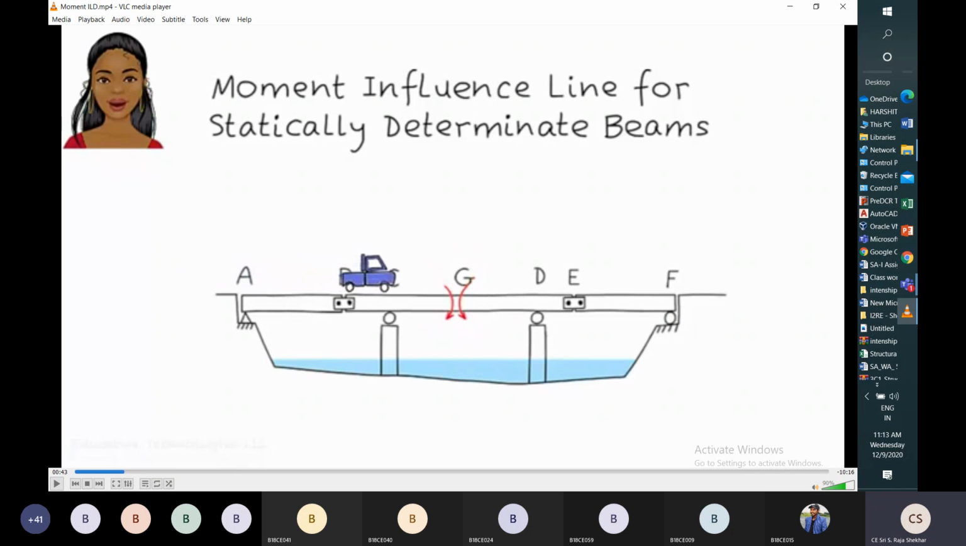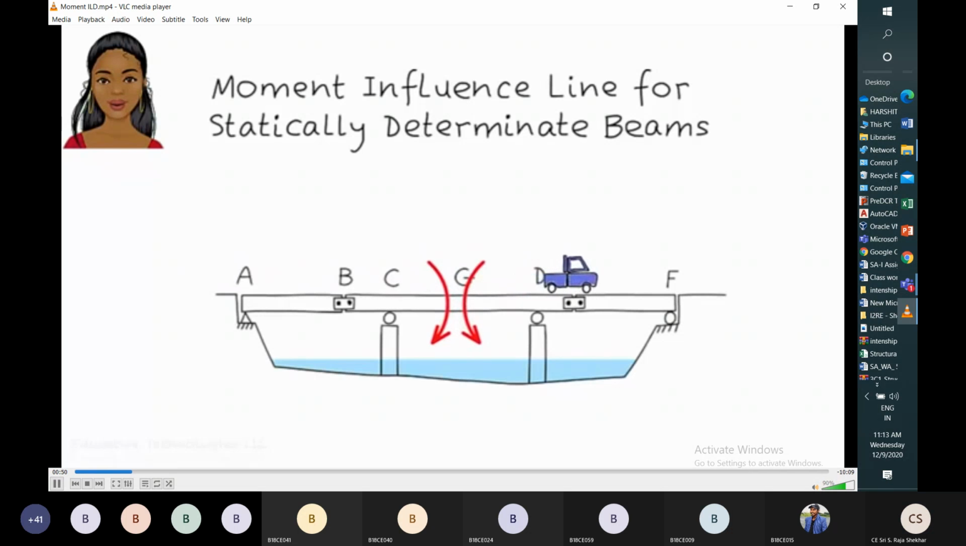When the vehicle is between B and C, the bending moment is going to reduce, and when the unit point load is at C, bending moment at G is equal to 0. Then sagging bending moment is going to develop, and when the unit point load is at the G location, maximum sagging bending moment will develop. If the vehicle moves further from G to D, at D the bending moment at G is 0.